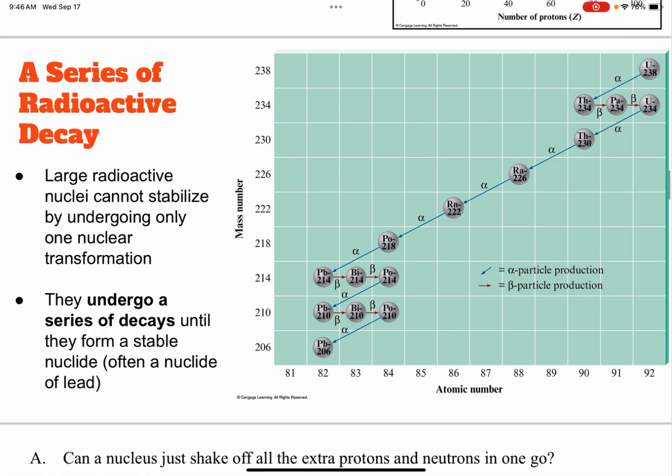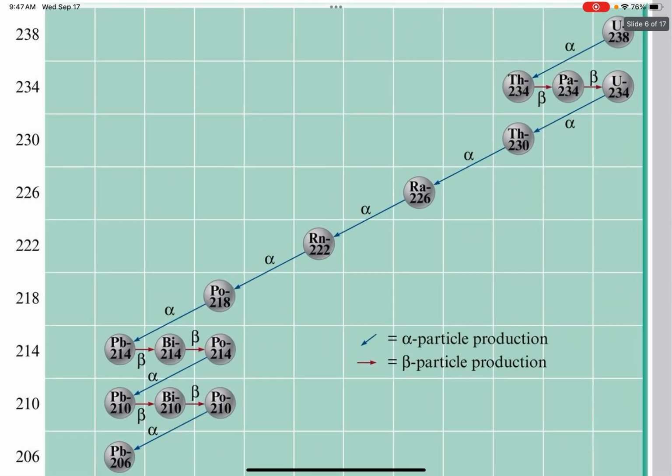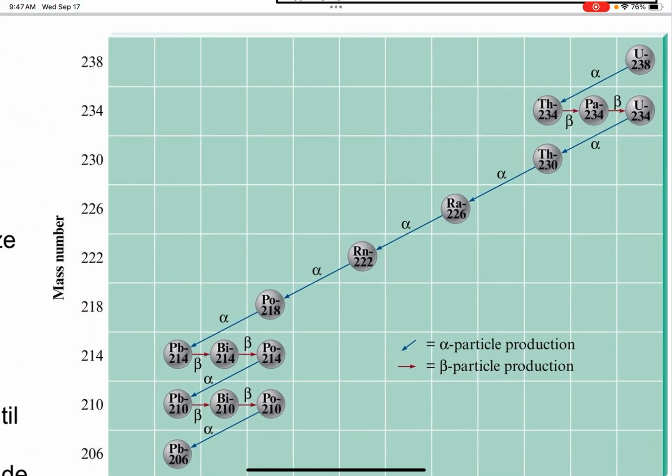All right, so this is exactly what I was saying. If we look at the top right-hand corner of this, we have uranium-238. Uranium-238 is a naturally occurring isotope of uranium, but it is not stable. I'm going to zoom in. It is not stable, so the instability causes it to break down.